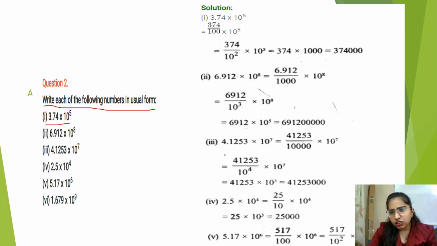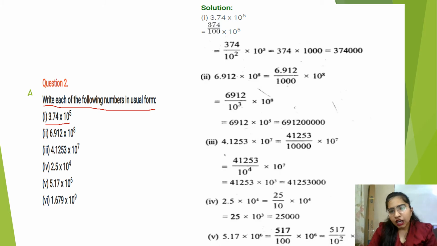You just delete the point. To delete the point, you have to put a denominator. After the point there are 2 digits, so you will divide by 100. If after the point there are 3 digits, then you have to divide by 1000. But here 2 digits are there, right? So you have to divide by 100, into 10 raised to power 5.